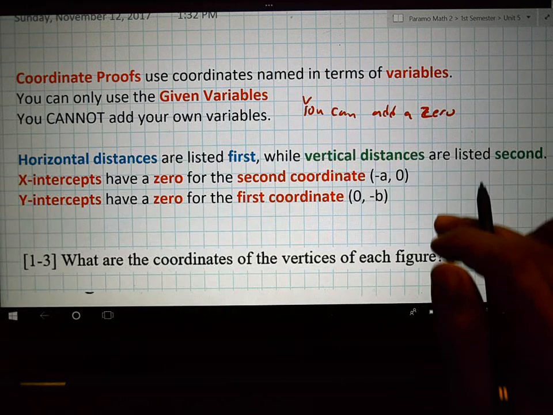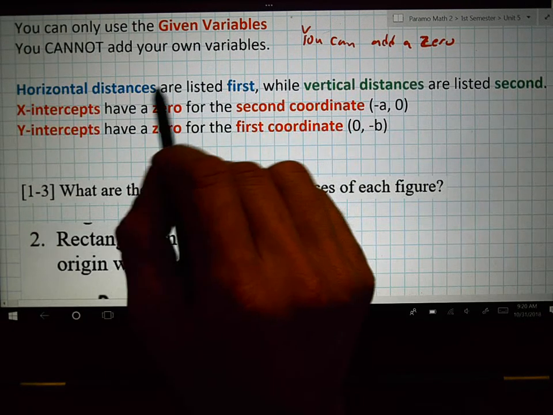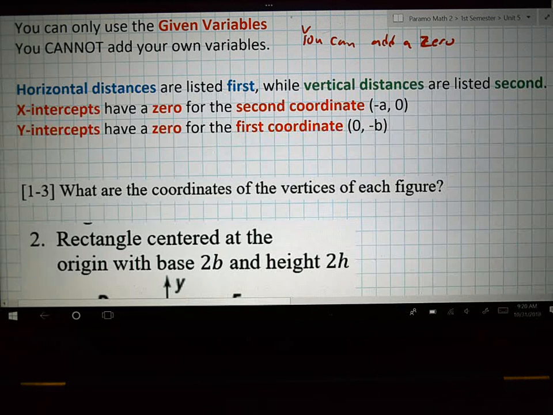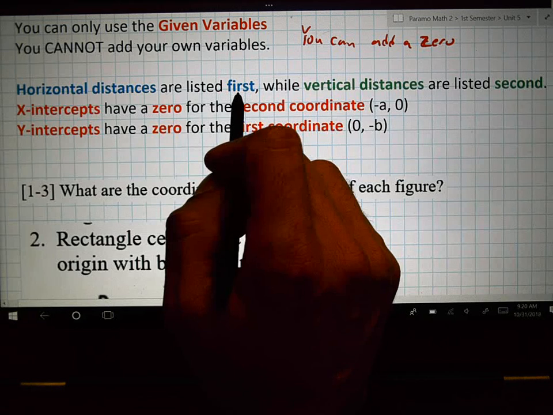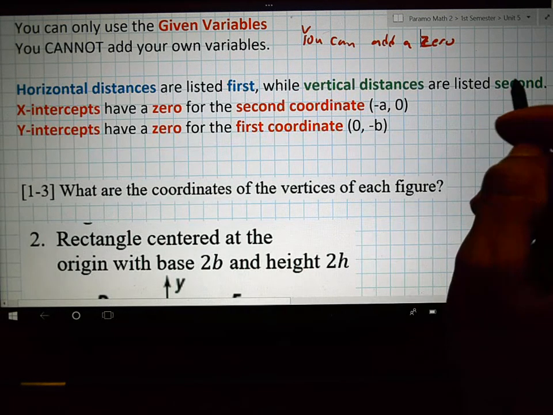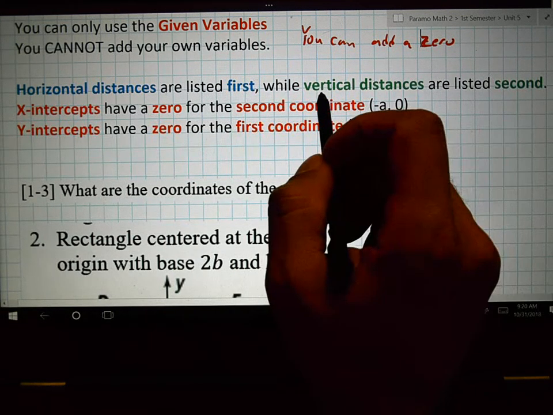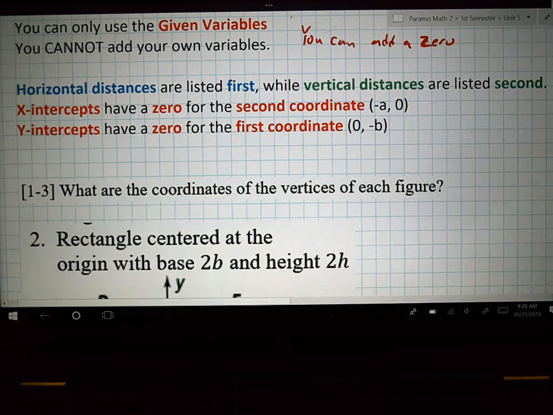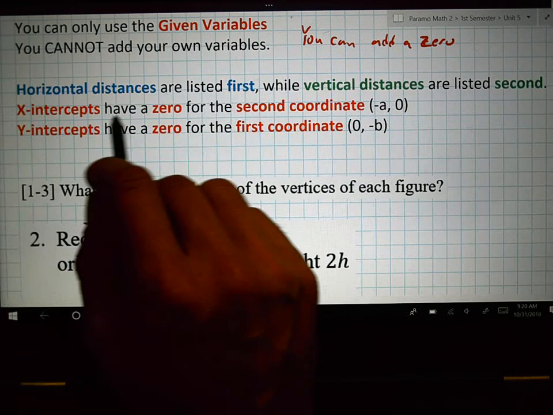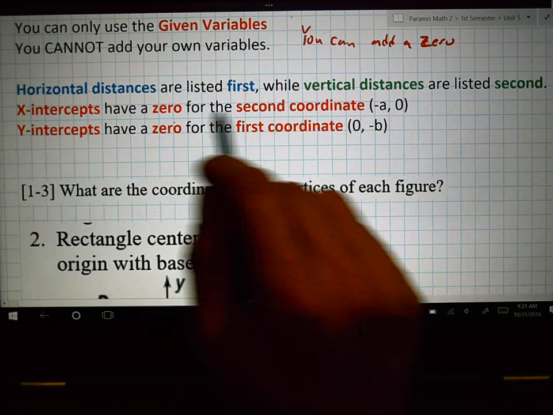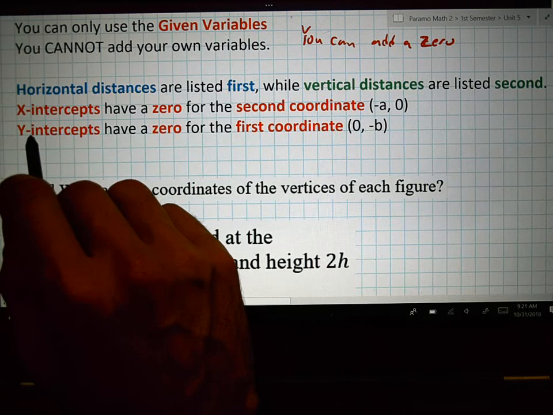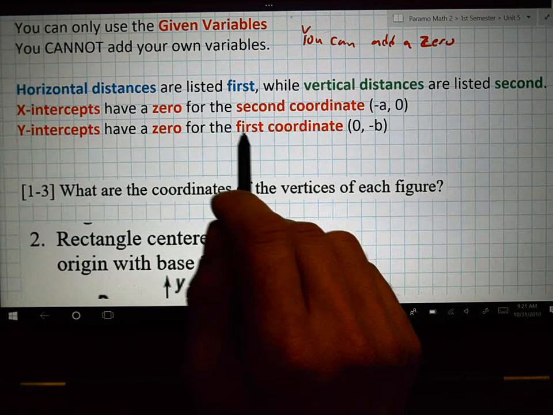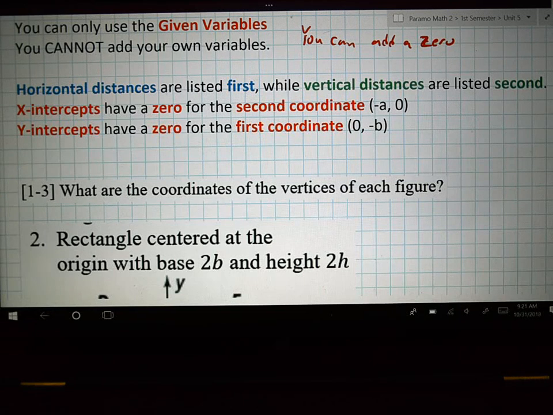All right, with that being said, do not forget that your horizontal distance is, I usually say x, but they don't always use x. They might use an a or a b. If it's left and right, that is the first letter. If it's up or down, that is the second letter. Vertical means up or down, horizontal means left and right. If it's horizontally touching the axis, don't forget the 0 is in the second coordinate. If it's a vertical intercept, then the 0 is in the first coordinate. Those are the things that you're going to have trouble with or that you need to remember.